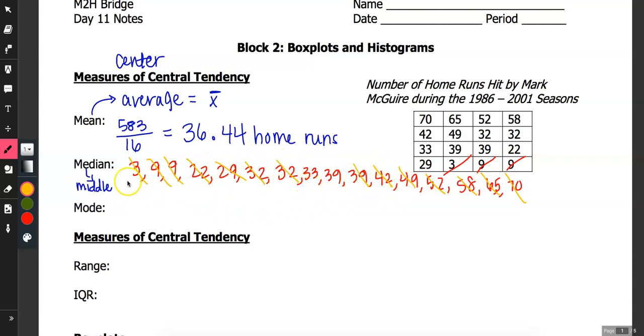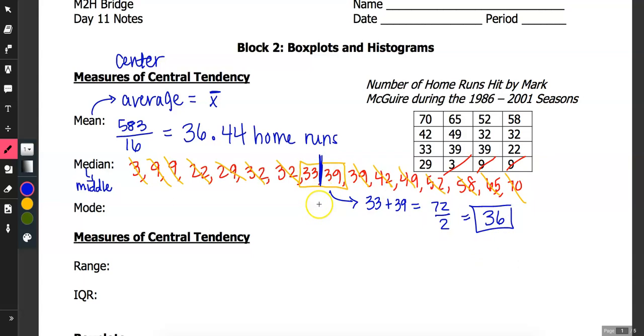Okay, so what happens here is because we have 16 pieces of data, an even number of data points, we end up with 2 pieces of data in the middle. So to find the middle of those 2, we're then going to take the average of the 2 middle pieces. This will always happen if you have an even number of pieces of data. So 33 plus 39 equals 72. I'm taking the average of 2 pieces of data, so divided by 2. So the median is 36. It's saying what's in the middle of these 2 pieces of data, 36.